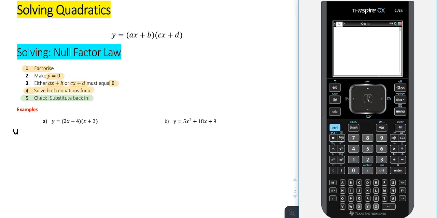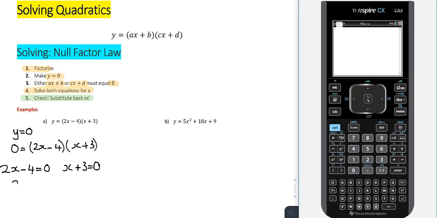So this first example, again, y equals 0. So our equation is actually 2x minus 4 and x plus 3 equals 0. Now, by null factor, I can take the first bracket and make it equal to 0. So 2x minus 4 is equal to 0. And I can also say that x plus 3 is equal to 0. My next step then is to solve each of these equations. So I'm going to rearrange it so I can get x by itself.